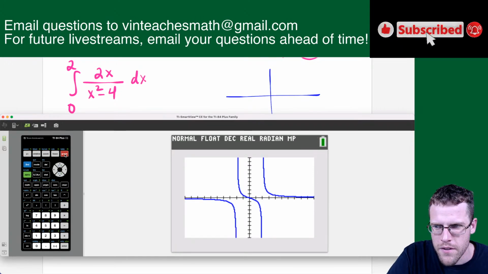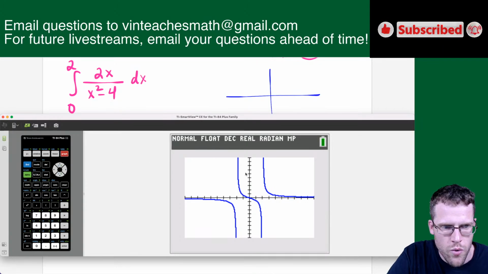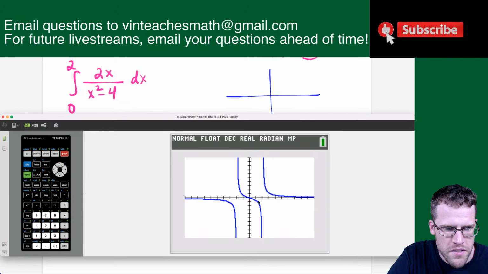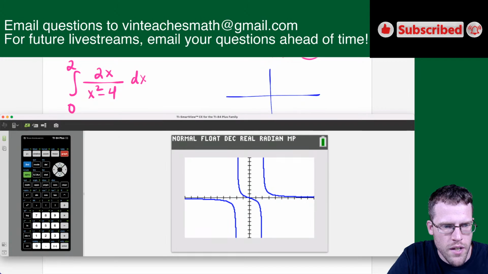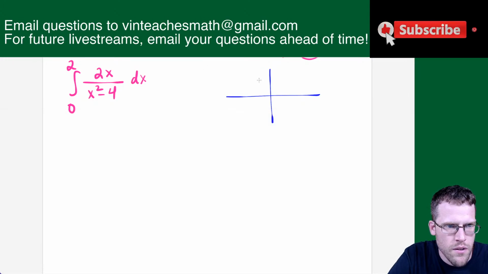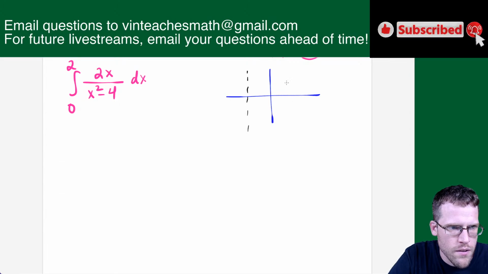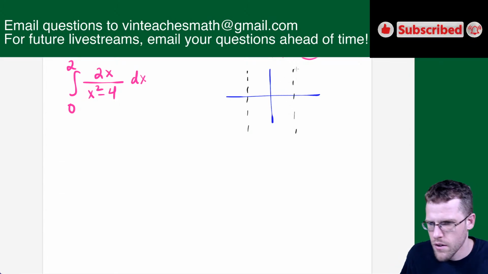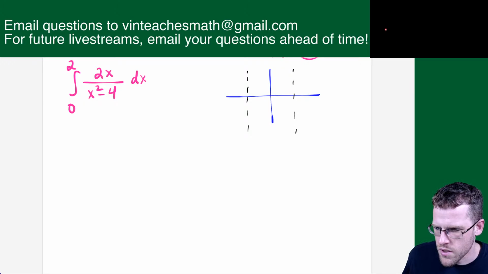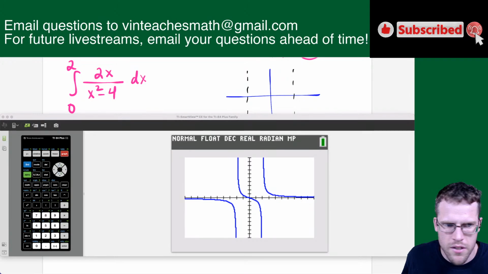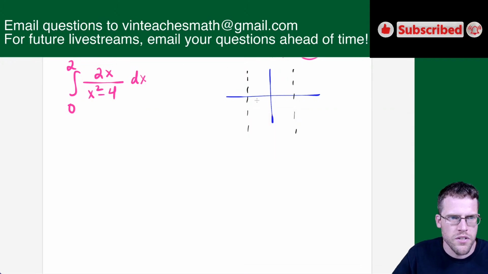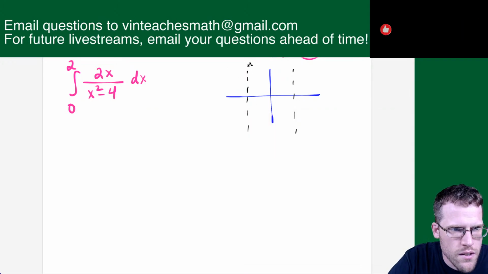All right, so that's what the picture looks like. We're going from 0 to 2. Basically what I'm looking at is we have vertical asymptotes at -2 and +2. And if I want to see just that piece from -2 to 2, it's kind of like a tangent type graph, but inverted. So it looks like this.